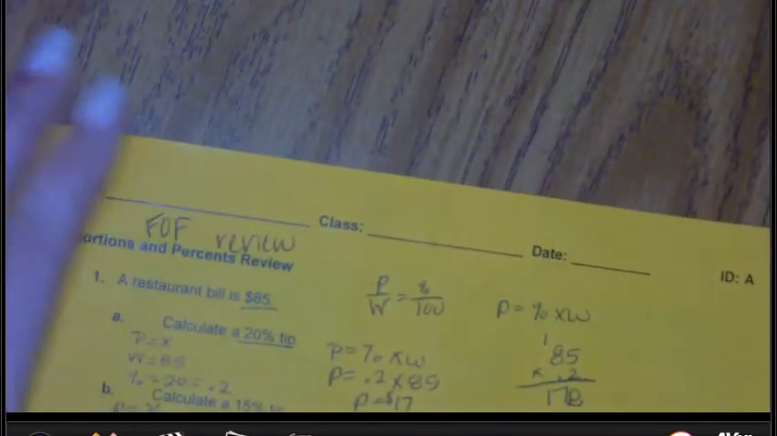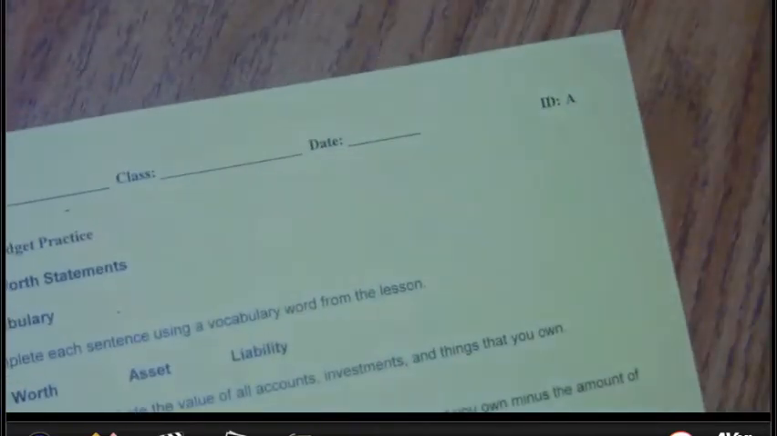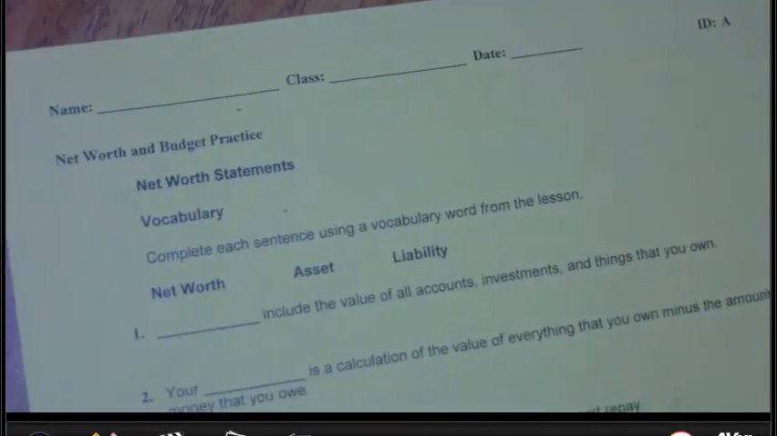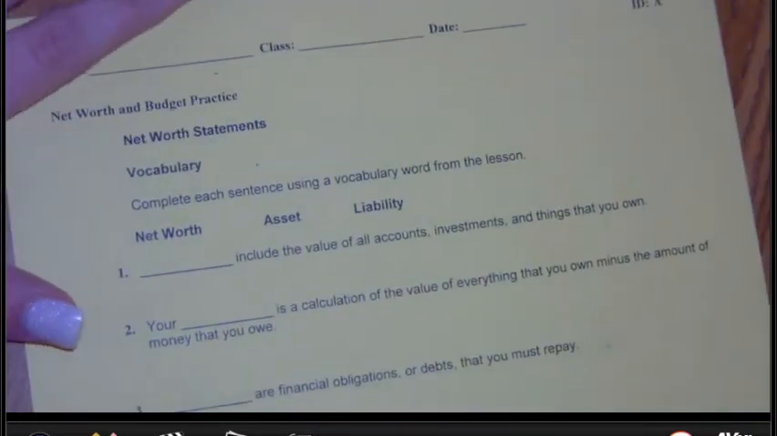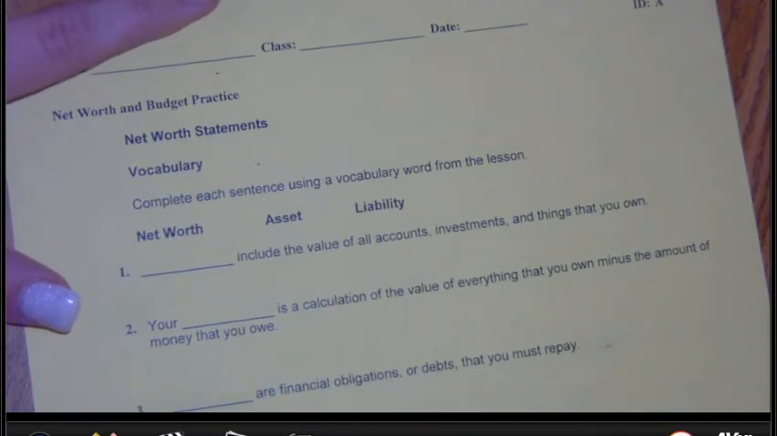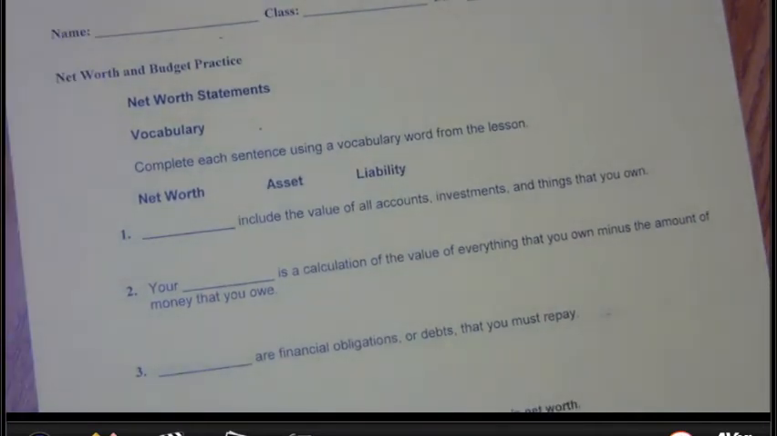Okay, that is it on your Focus on Finance review. But I want to go ahead and add this in here as well because you guys will be tested on your net worth. So if you would please find your worksheet for net worth and budgets practice. And we'll go through that together very quickly.